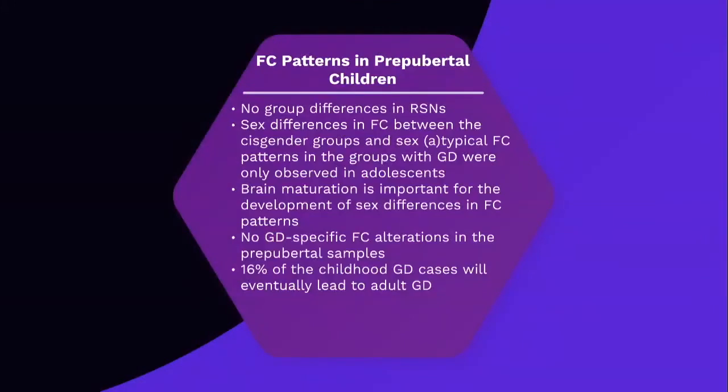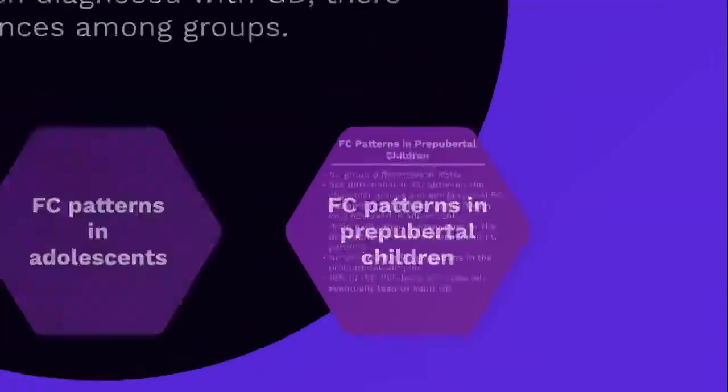FC patterns in prepubertal children. In pubertal children, they did not find group differences in any of the RSNs tested. This may indicate that brain maturation is important for the development of sex differences in FC patterns. It has been shown that only about 16% of the childhood GD cases will eventually lead to adult GD.